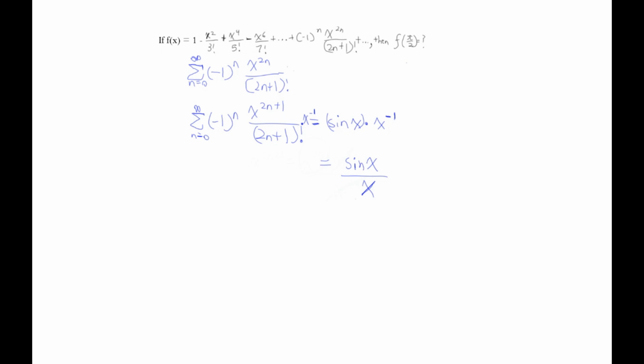But now they're asking us for f of pi over 2. So they're simply asking us to substitute pi over 2 in for x. We can either do this in the sigma notation, or we could just skip that step and go straight to our answer and plug pi over 2 into our answer. Sine of pi over 2 all over pi over 2. Sine of pi over 2 is 1. And so our answer is 2 over pi.